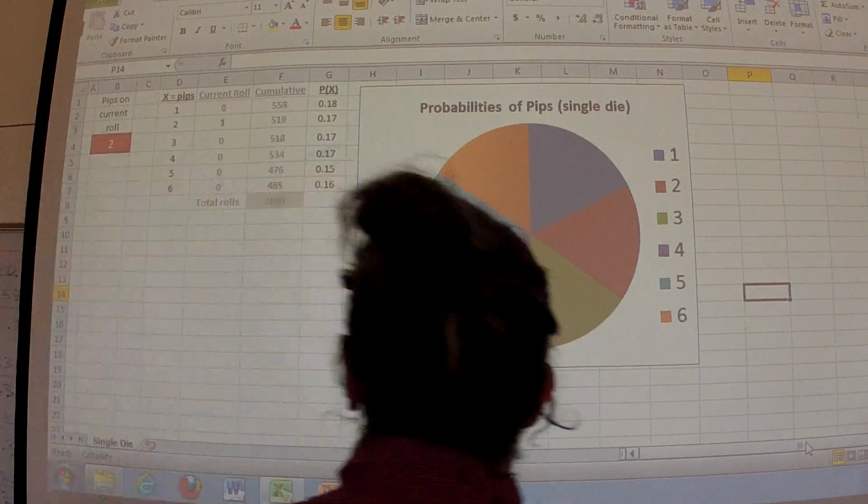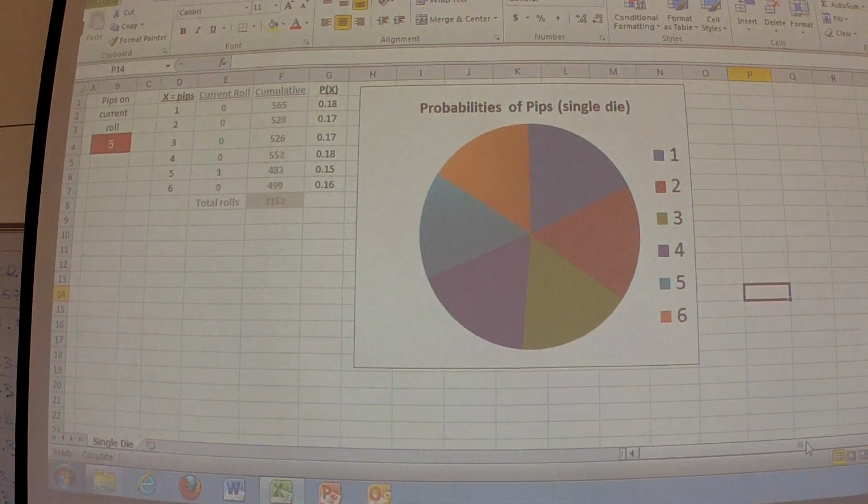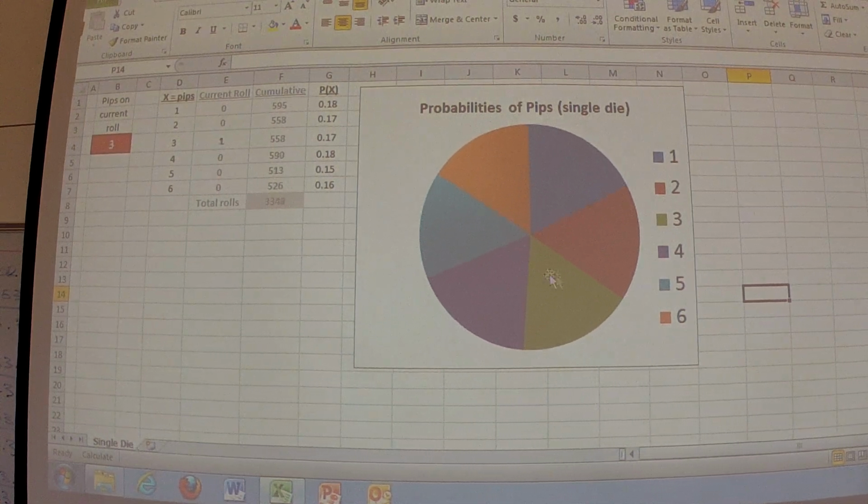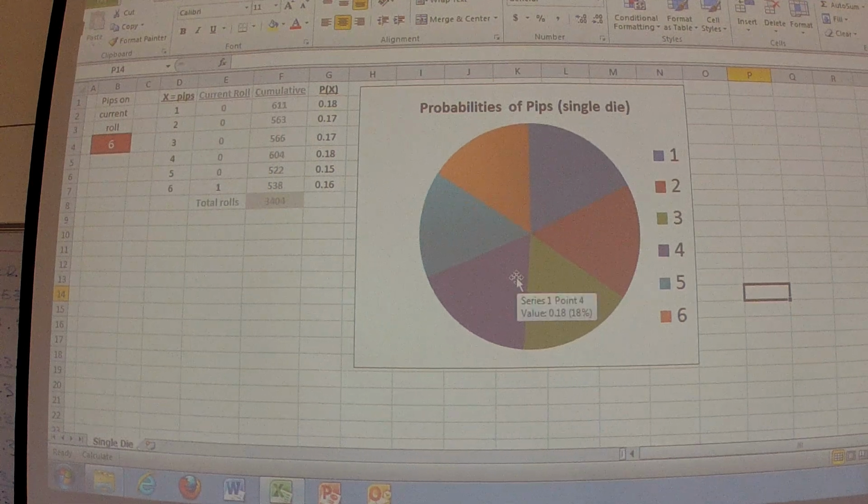I'm going to stop it at 3,600 because I really want to analyze what Maddie just said. He said these are really starting to look even, aren't they? I'm going to stop it at 3,600 and make sure I do this right, because I want it to be exactly... There, there's 3,600, friends.